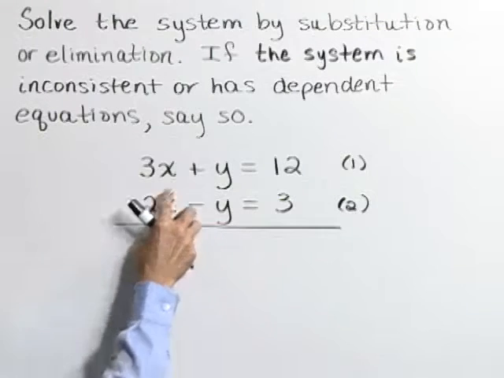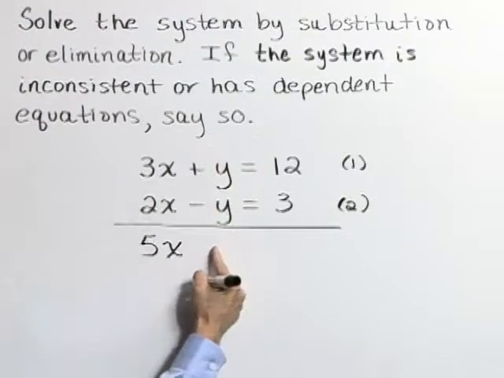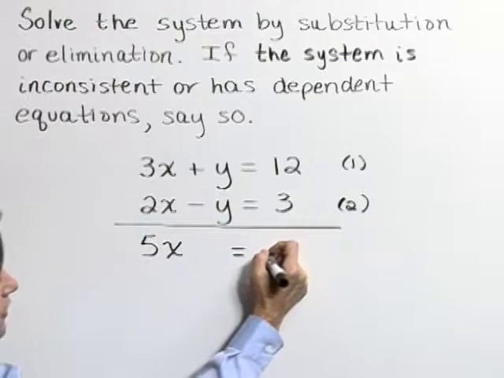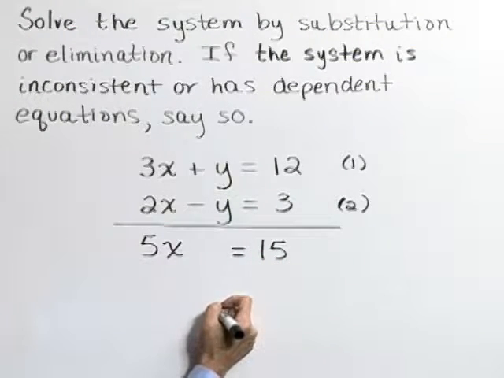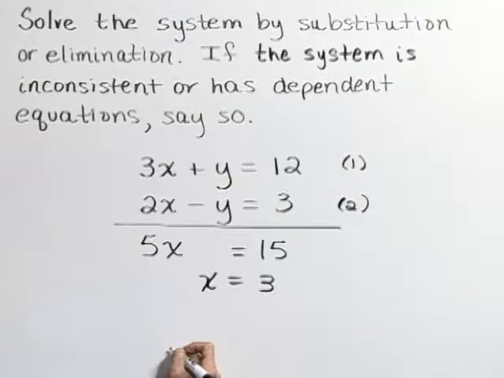So let's do that. Adding, we get a 5x, y is gone. On the right side, 15. Dividing by 5 gives x is equal to 3.